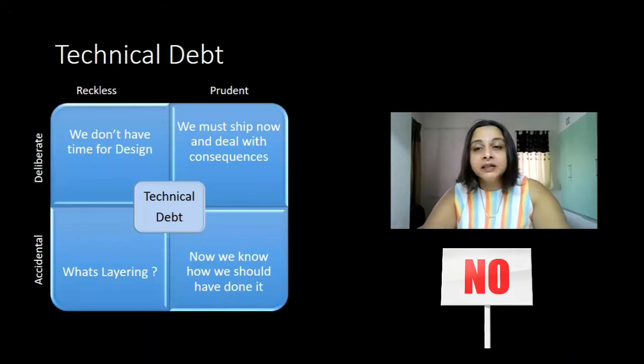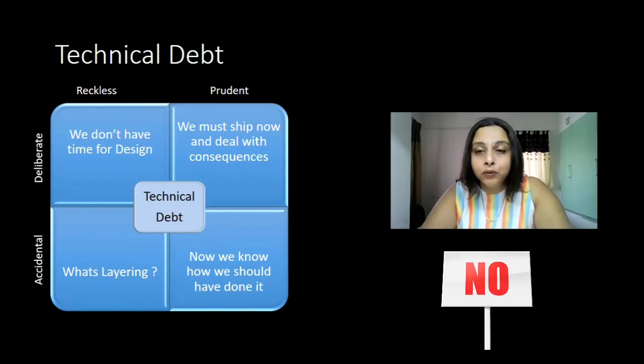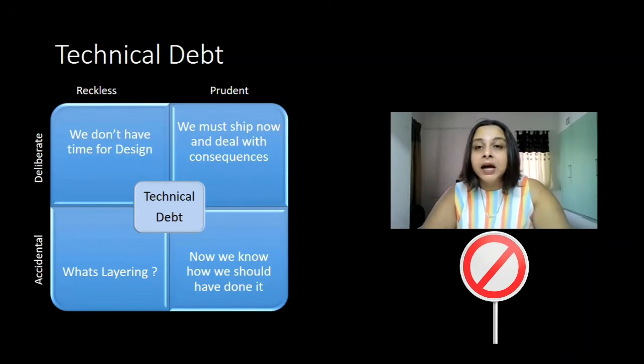Now, first, let's understand this term technical debt, which is one of the core concepts of the agile methodology. Now, what is technical debt? It is basically the leftover work which you were supposed to do in a particular phase or deliver to the customer and you have not delivered it. And it can be categorized into 4 quadrants.